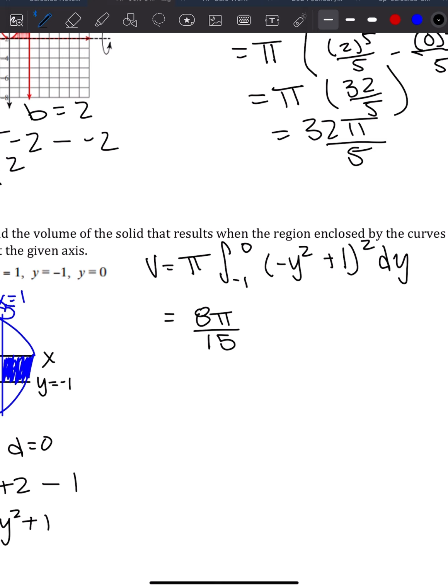A lot of times we're going to rely on our calculators to help us do things quickly. So like I said, we're focusing on that setup.